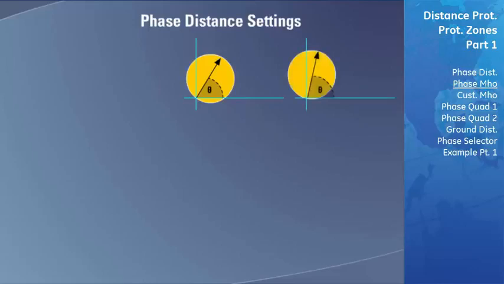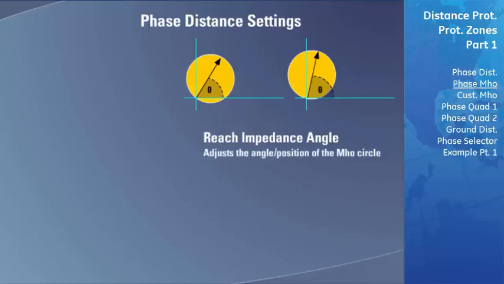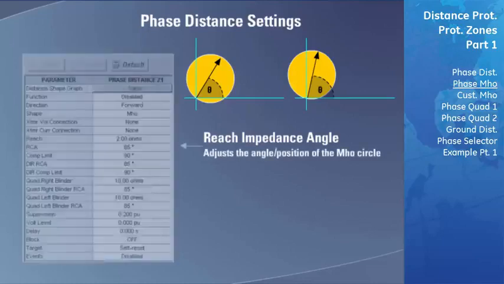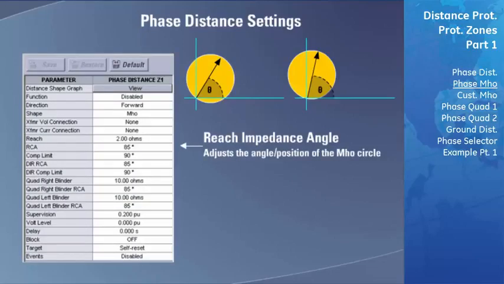The next component we will cover is the reach impedance angle. The angle of the reach impedance is used to adjust the angle or position of the Mho circle. This angle is entered in the field labeled RCA, which stands for Reach Characteristic Angle. This characteristic was known as the maximum torque angle on electromechanical relays.